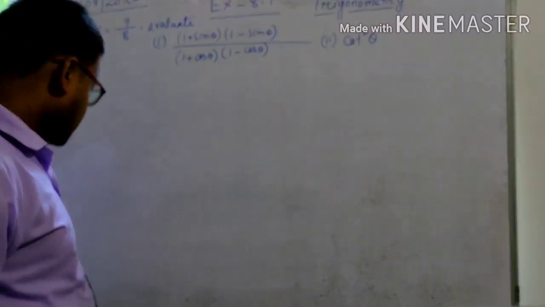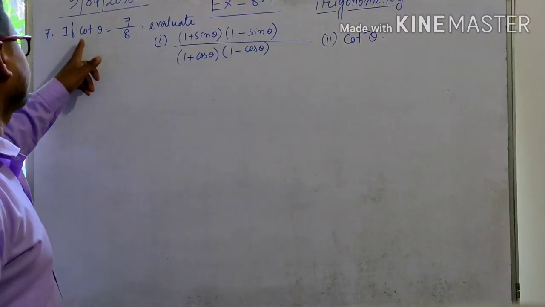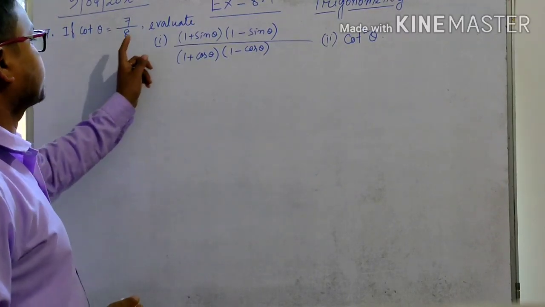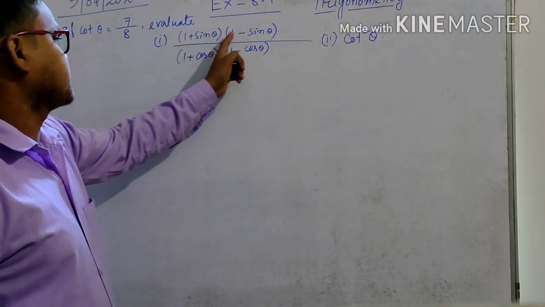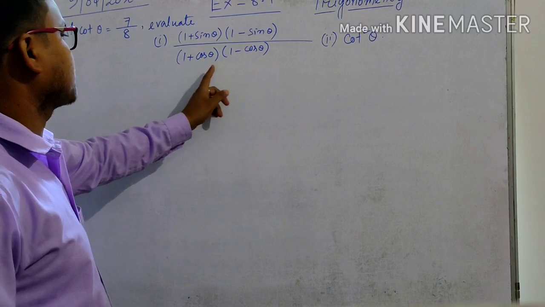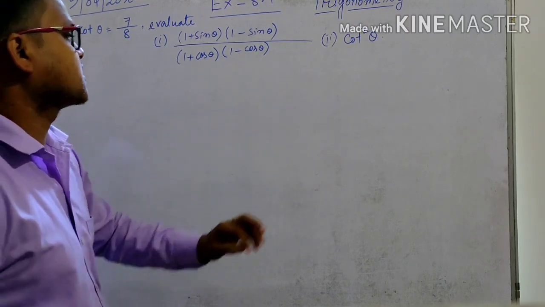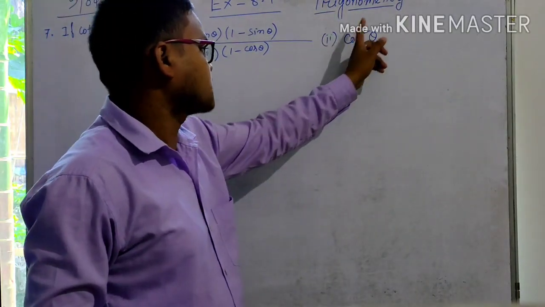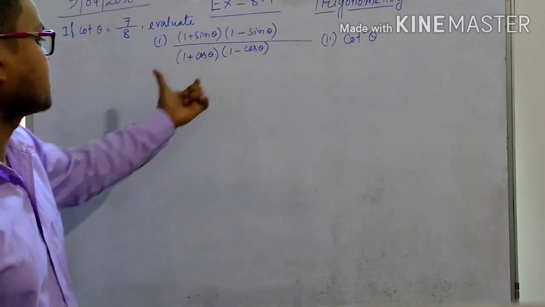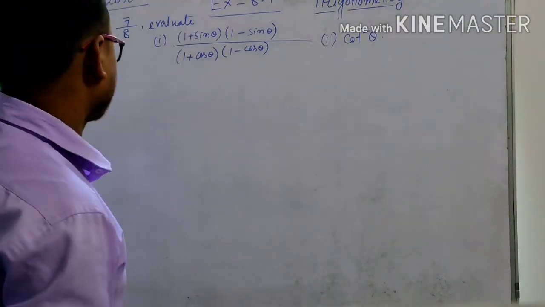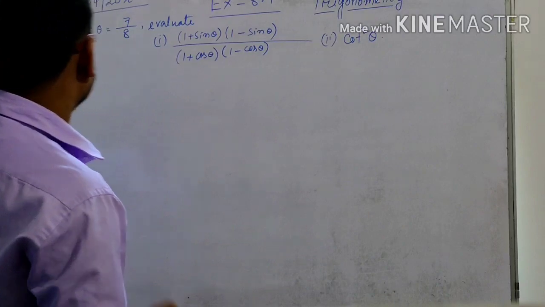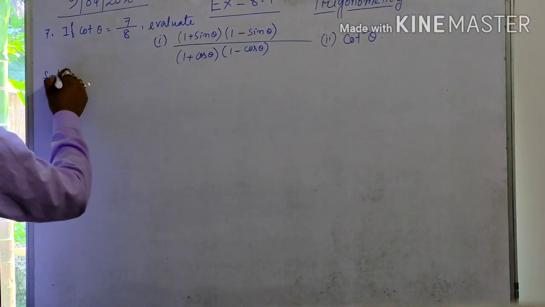So now question number 7. Question number 7 is: given cot theta equal to 7 by 8, evaluate (1 plus sin theta)(1 minus sin theta) divided by (1 plus cos theta)(1 minus cos theta). And another question is also given, cot squared theta. So you have to evaluate this question. Now I continue. Solution.